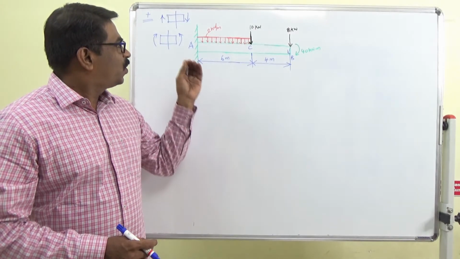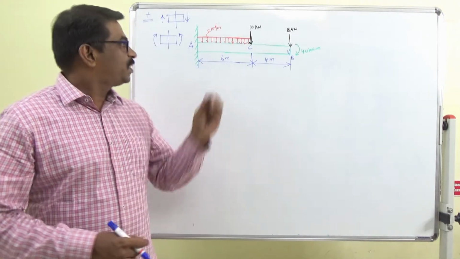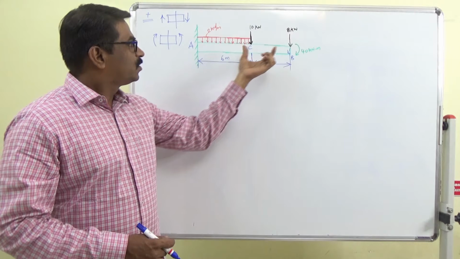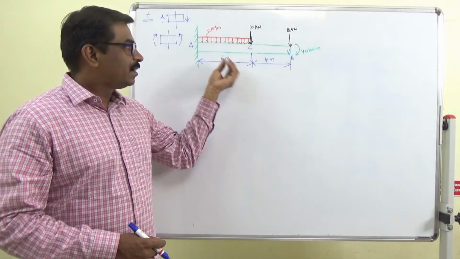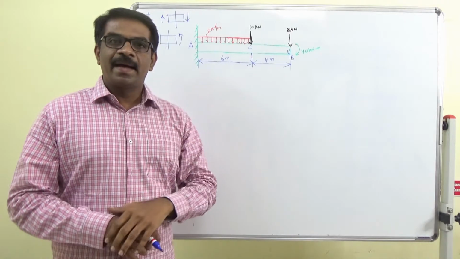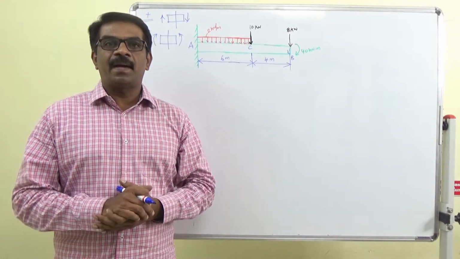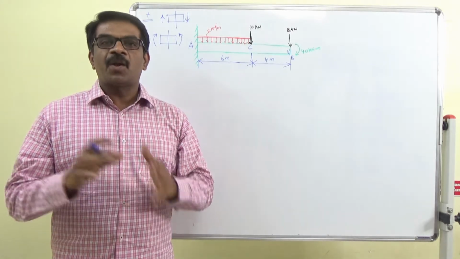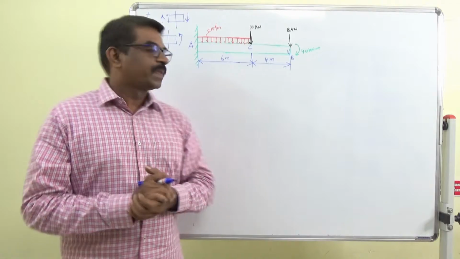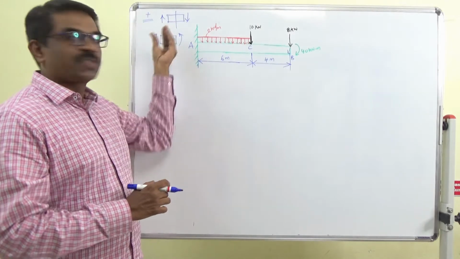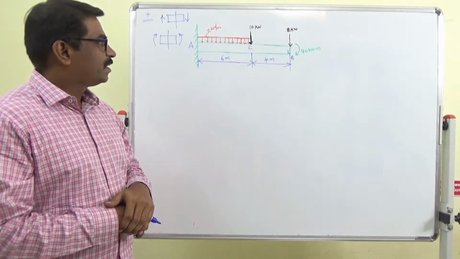In this video we will solve this cantilever beam problem which carries 2 point loads, a uniformly distributed load and also a couple. We will find the shear force and bending moment values and also the shear force and bending moment diagrams. The usual sign conventions are given here. Now let us solve the problem.